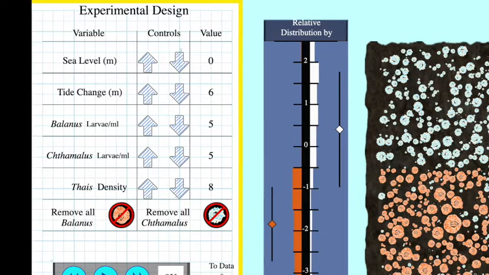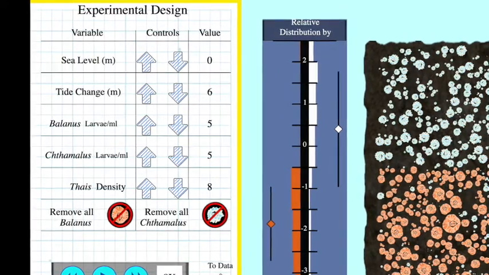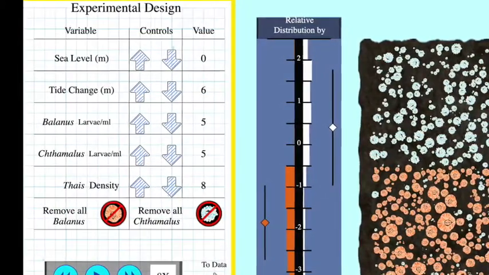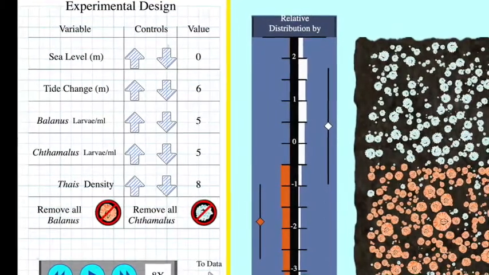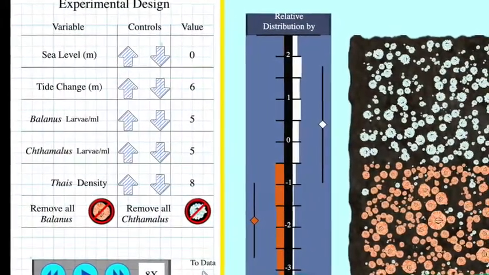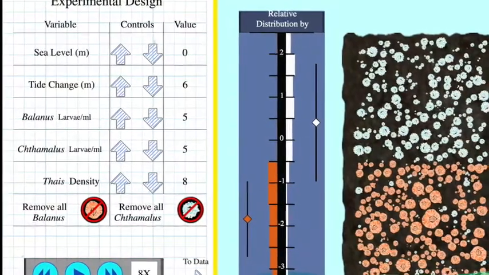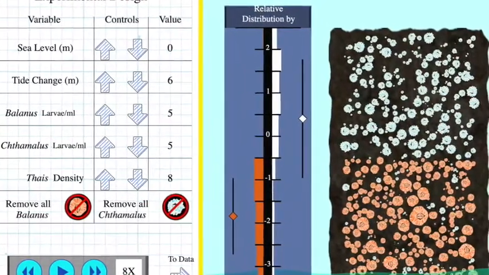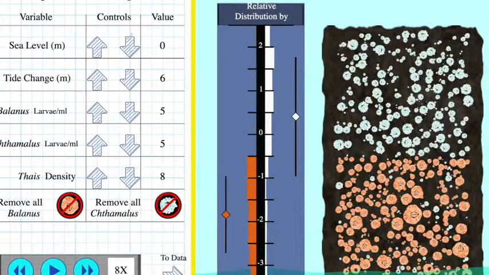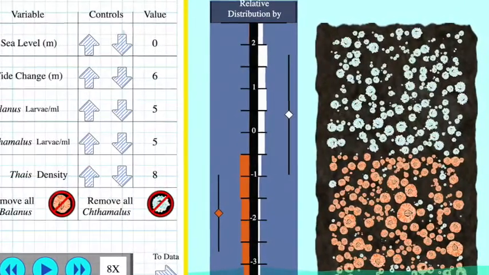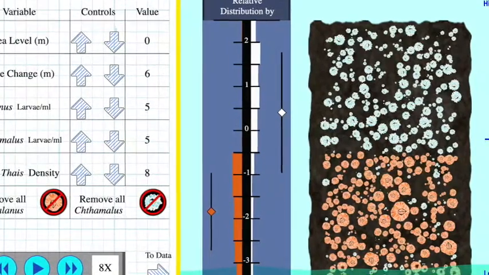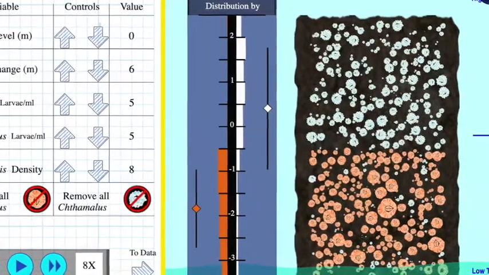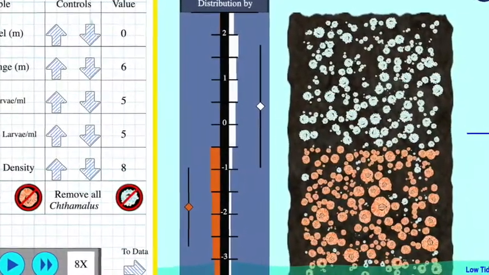For my third experiment, I changed the tide to 6, the Balamanus to 5, the Cathomalus to 5, and the Thais to 8. Some major findings showed the top half full of Cathomalus and the bottom half full of Balamanus. Both barnacles increased in population. The Cathomalus stayed small while the Balamanus grew big. Because the tide change went very low, the predators were unable to reach the barnacles, and therefore both barnacles were able to increase in numbers.